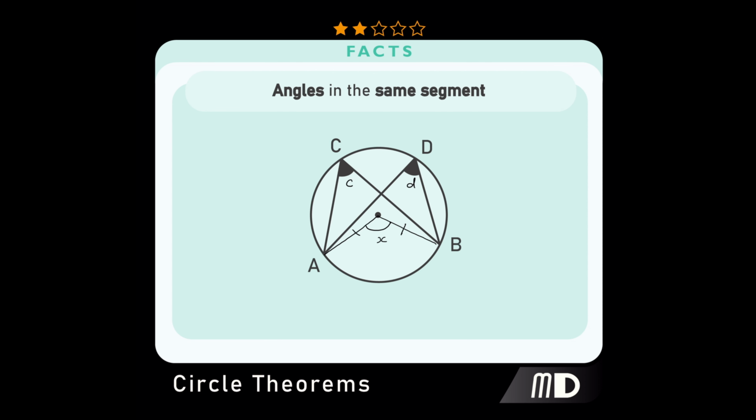Given that we have found X equal to 2C and X equal to 2D, that means 2C is equal to 2D, which can be simplified as C equal to D. So the angles subtended at points C and D are equal. And that's the angles in the same segment theorem.